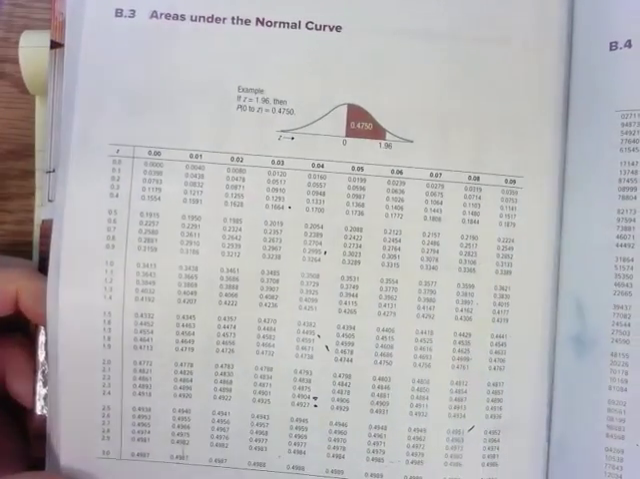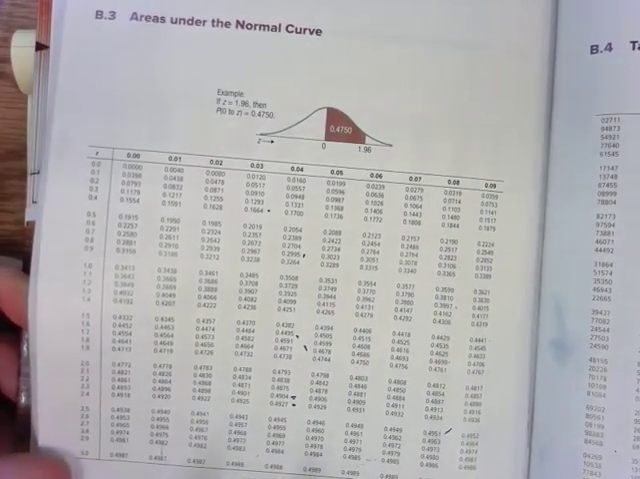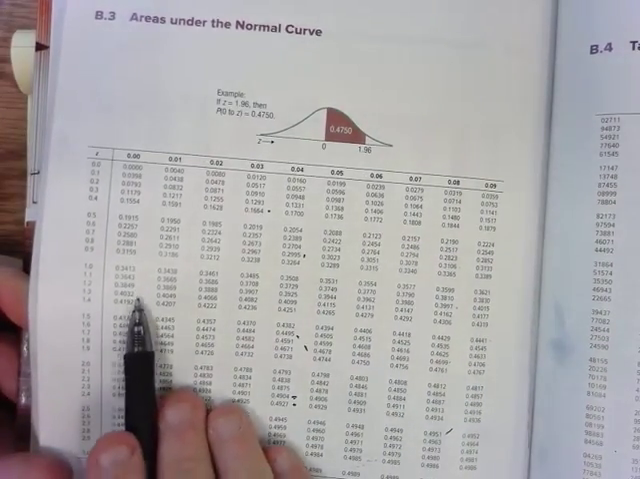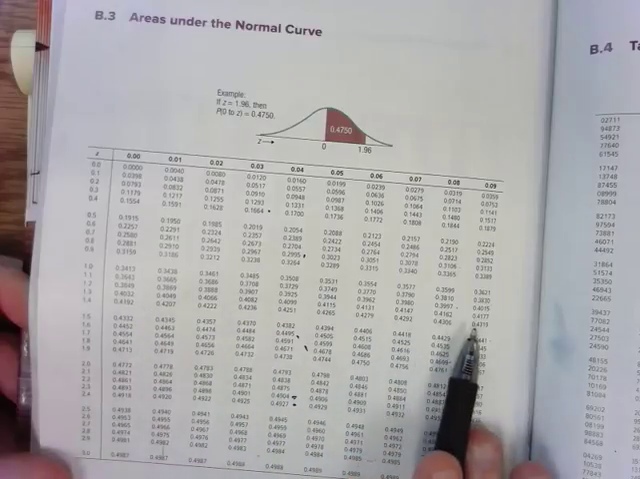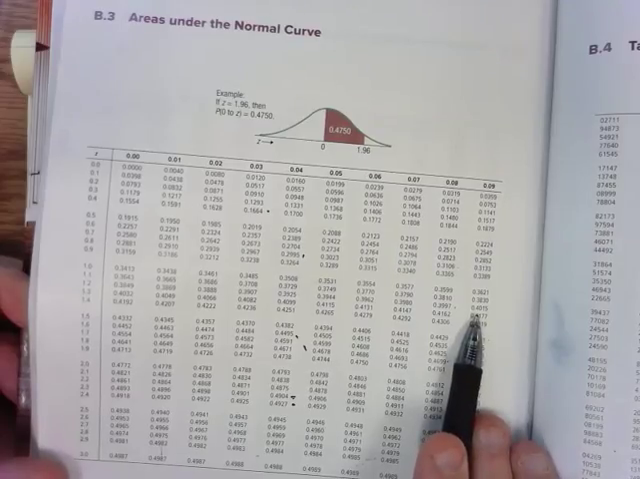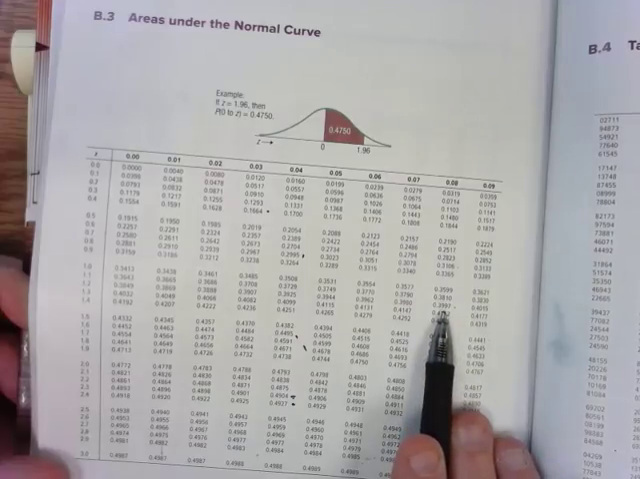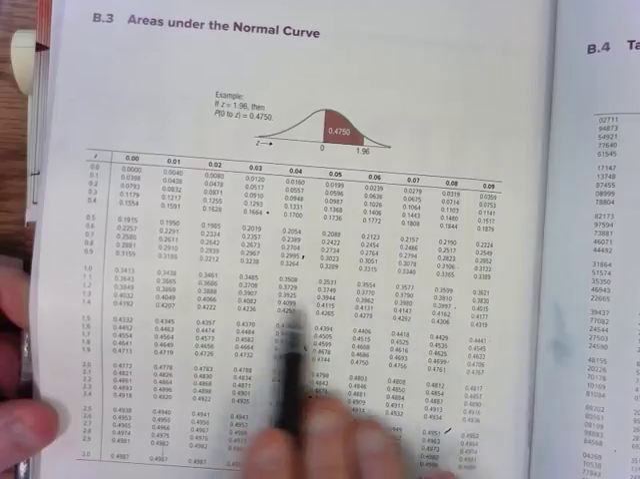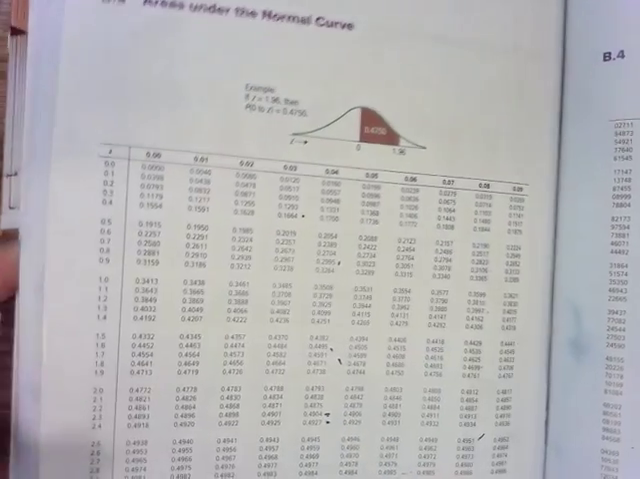So let's take a look. 0.40, 0.40. You can see where 0.40 crosses over the line here. So we're going to use the 0.3997. So our value is going to be 1.28.